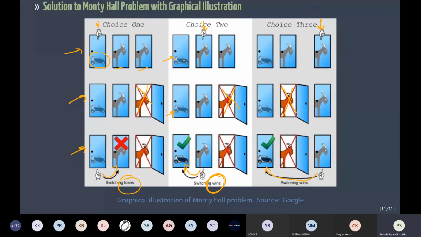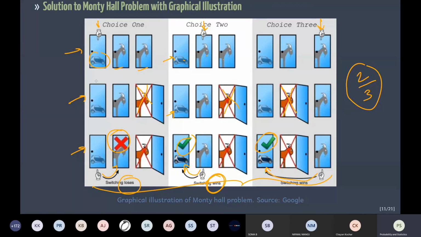So what does this tell us? This tells us that when you switch, then two out of the three times you win and one time you lose, okay? And you can run this simulation also in the case when you don't switch, exhaustively. It will be like one minus this, but you can do it exhaustively also.